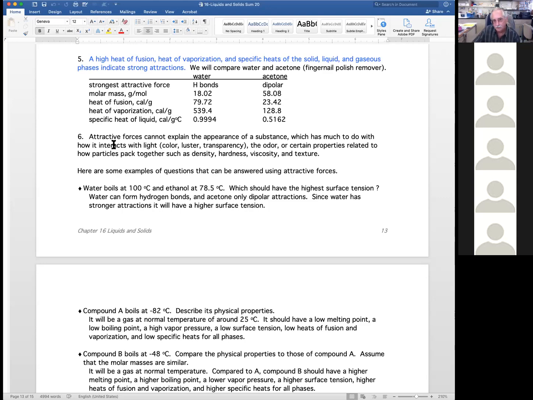So attractive forces cannot explain the appearance of something, the odor of something, or other properties like even density. People would think that, oh, strong attractive forces means that they pack together tightly. Not necessarily, because that has so much to do with shape of things. Okay.